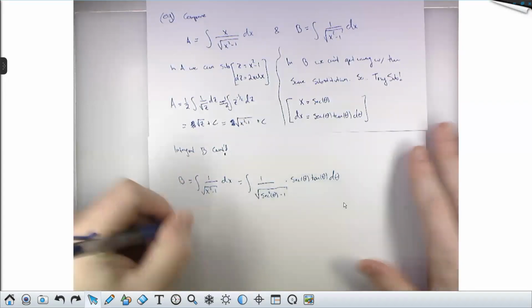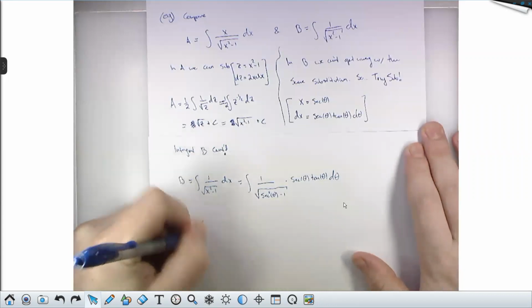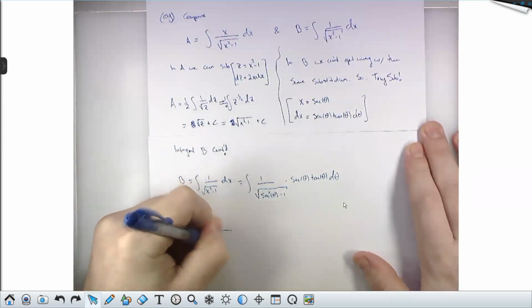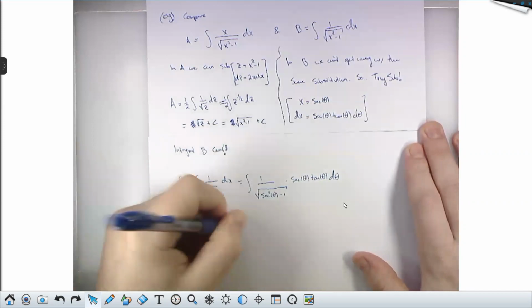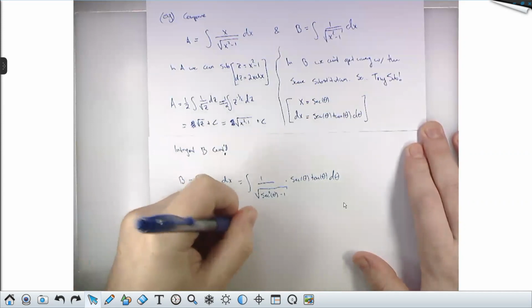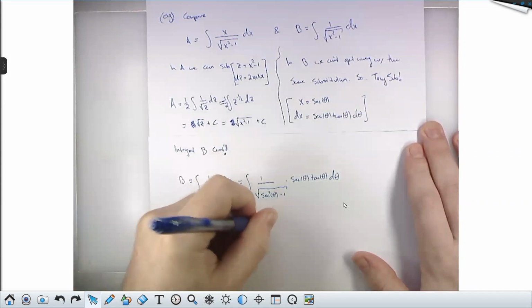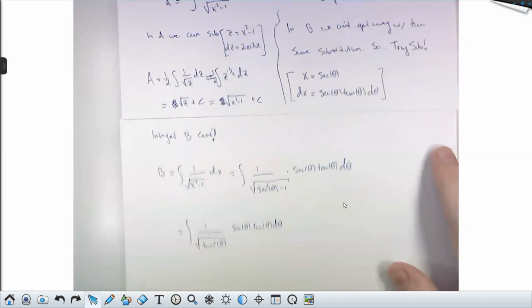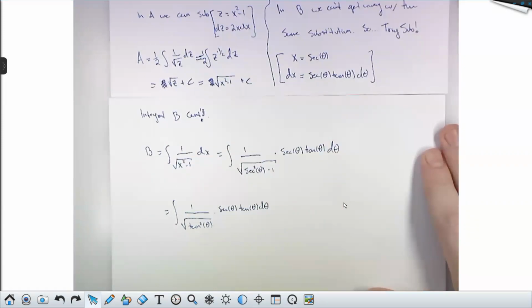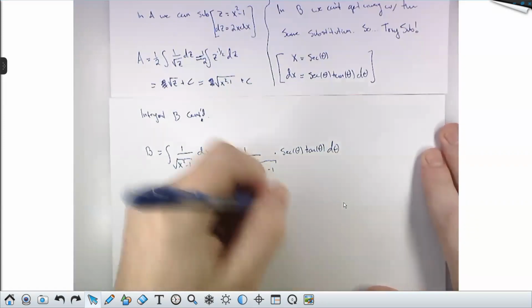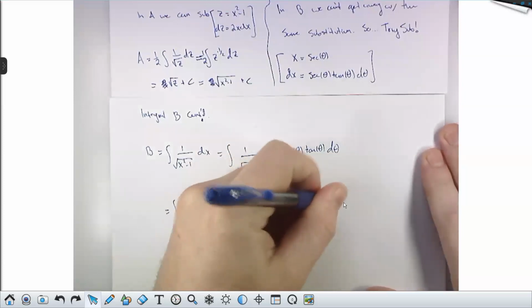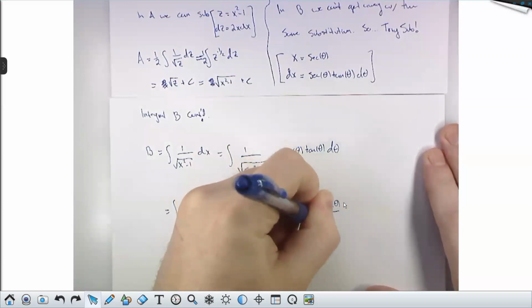Okay. So then according to the second Pythagorean identity, secant squared theta minus 1 is tangent squared theta. So that's the square root of tan squared theta downstairs, and then secant theta tangent theta d theta upstairs. Square root of tan squared is tangent, so this is secant tangent over tangent.